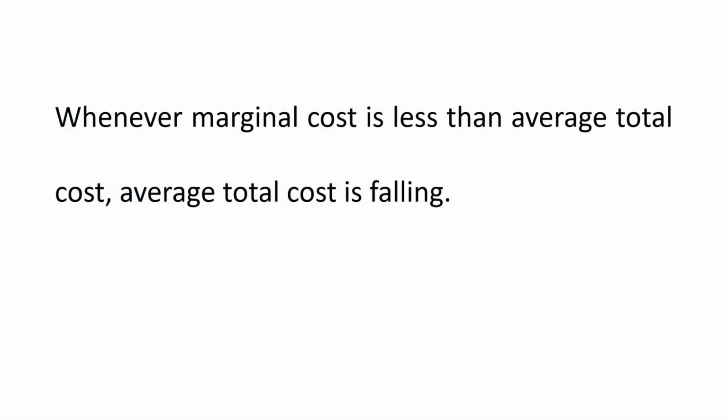Whenever marginal cost is less than average total cost, average total cost is falling. तो वो ये कह रहा है हमसे that whenever marginal cost is less than average total cost, ATC is falling.